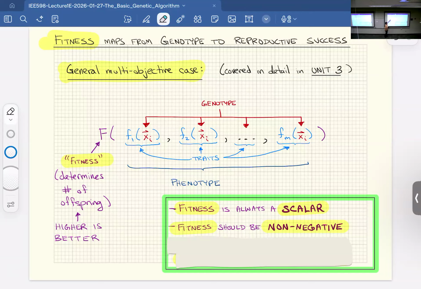So this fitness should somehow be related to number of offspring. And so you wouldn't say you have -5 offspring and compare that to having 10 offspring. So we want it to be non-negative to make sense and to allow us to use selection operators that are inspired by biological processes. And then the last thing, which I've kind of already said here, is that scalar fitness that is non-negative allows us to rank or sort genotypes by quality.